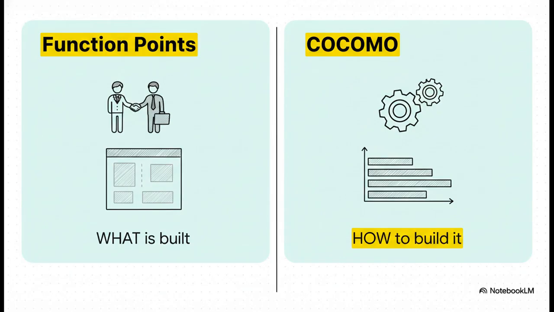Here's the simplest way to remember when to use which. You use function points when you're talking to the client. It's all about the what, the features, the scope. It's perfect for setting a fixed price. You use COCOMO when you're planning with your development team. It's about the how. It factors in your team's skill level, the tools you're using, and most importantly, it's what you use to calculate the actual project schedule.